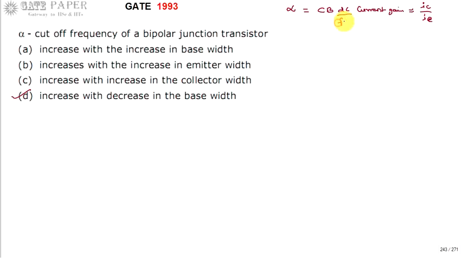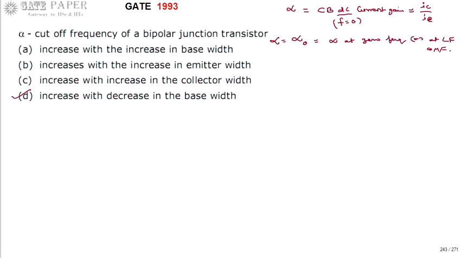DC implies that the frequency is zero. If frequency is not equal to 0, it is treated as AC. So this alpha is also treated as alpha naught, where naught implies at 0 frequency, or at low frequencies and mid frequencies.